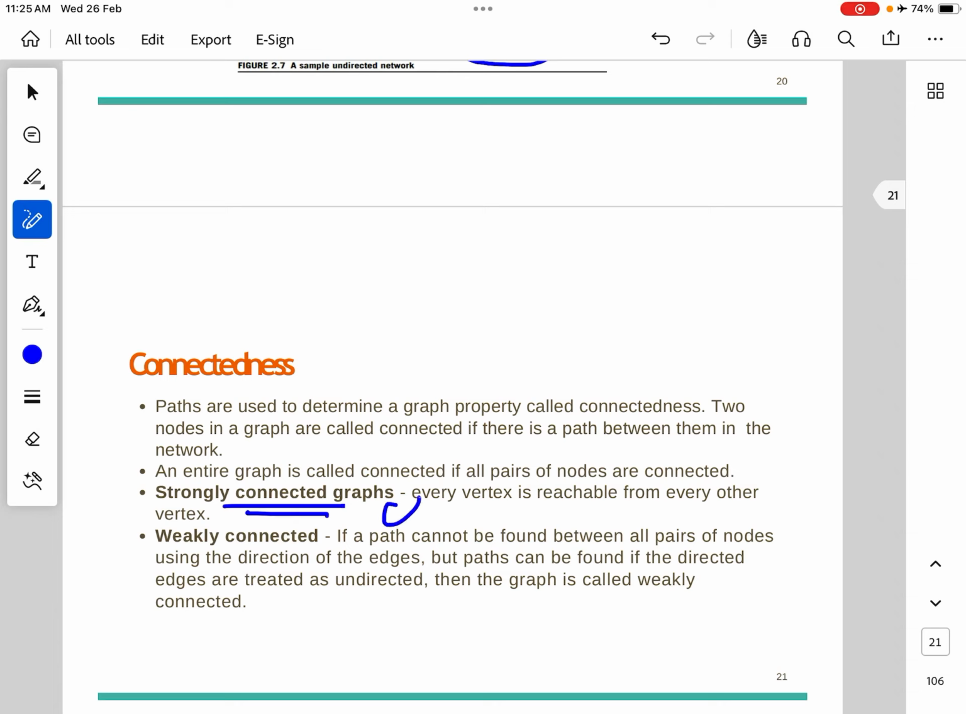Examples of strongly connected graphs are cliques. Why is it the best example to give? Because if you have F, you have D, you have E, this is strongly connected. Why is it strongly connected? Because F is a vertex. You can reach F from D also, from E also. So we say every vertex is reachable from every other vertex.